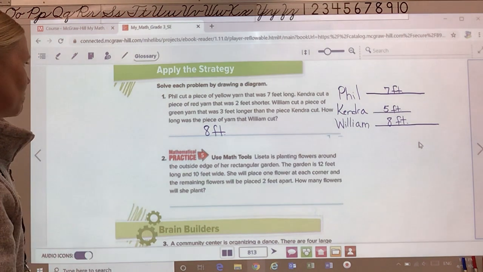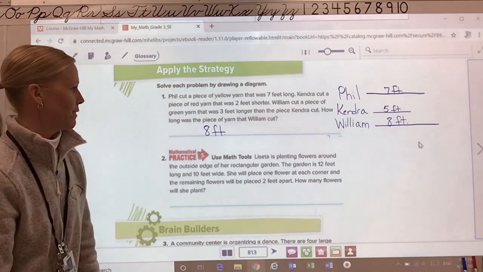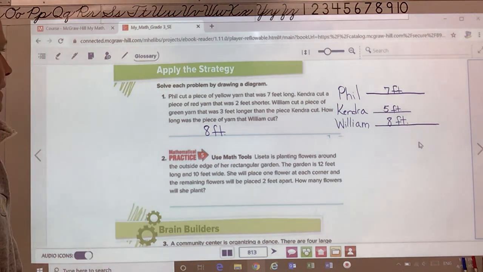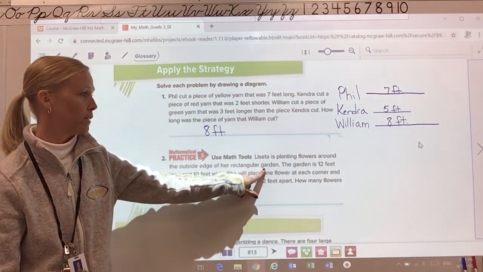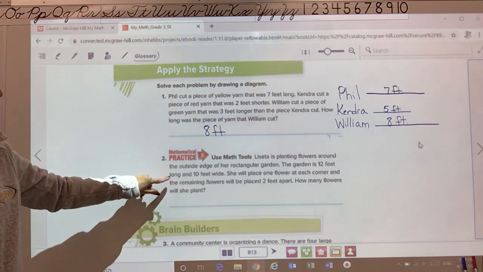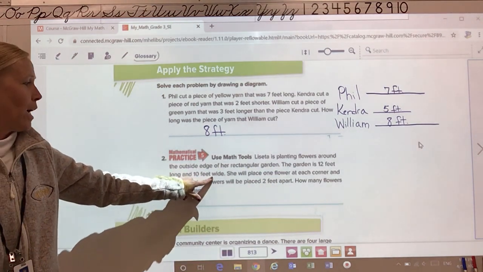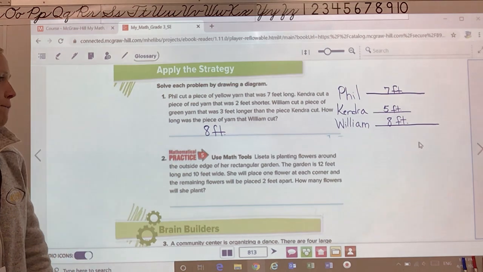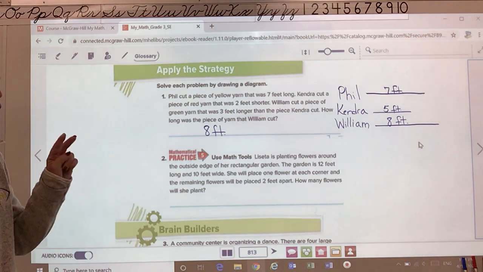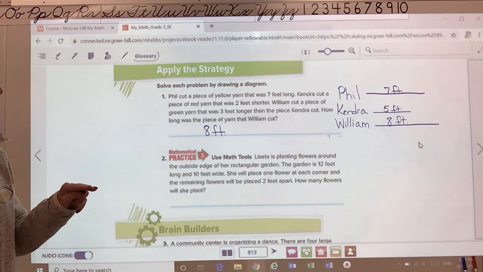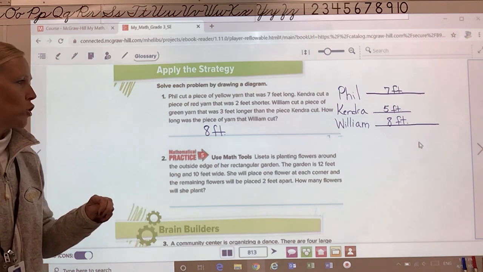All right, let's look at number 2. Let's see. Lisetta is planting flowers around the outside edge of her rectangle garden. The garden is 12 feet long and 10 feet wide. She will place 1 flower at each corner, and the remaining flowers will be placed 2 feet apart. How many flowers will she plant?